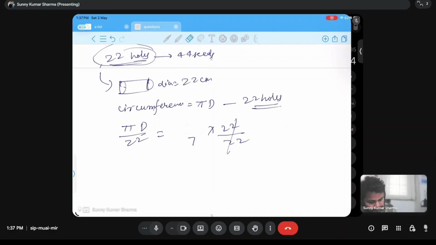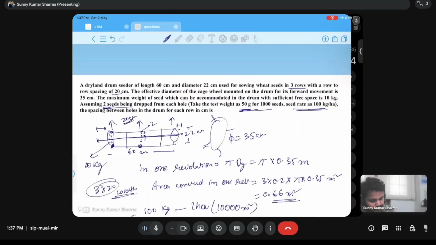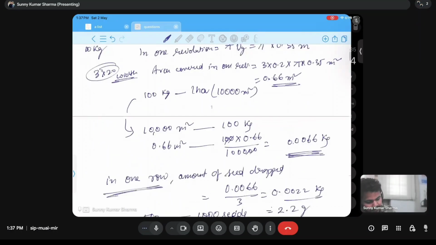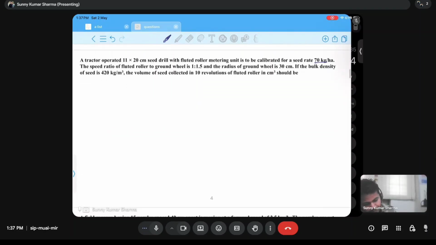Or you can simply write 3.14 into 22 by 22. So 3.14, this calculation we are doing in centimeter. So 3.14 centimeter will be the spacing between two holes in the drum seeder. I hope this question is clear. It was a bit lengthy question, but if you know the concept, you can solve it very easily.